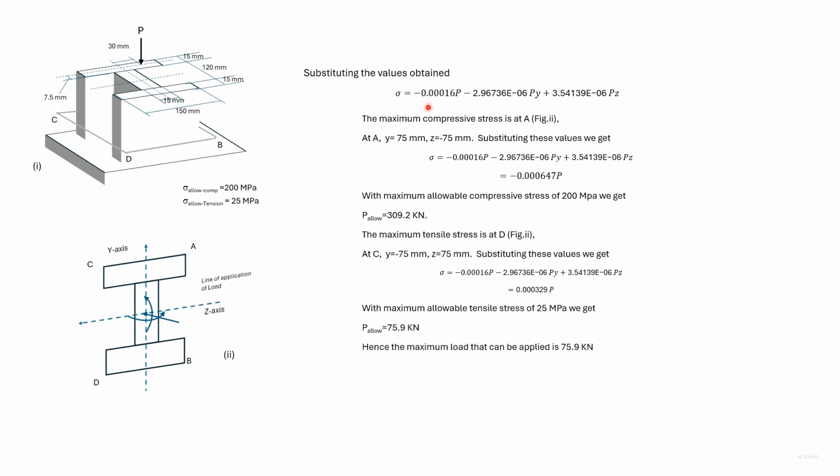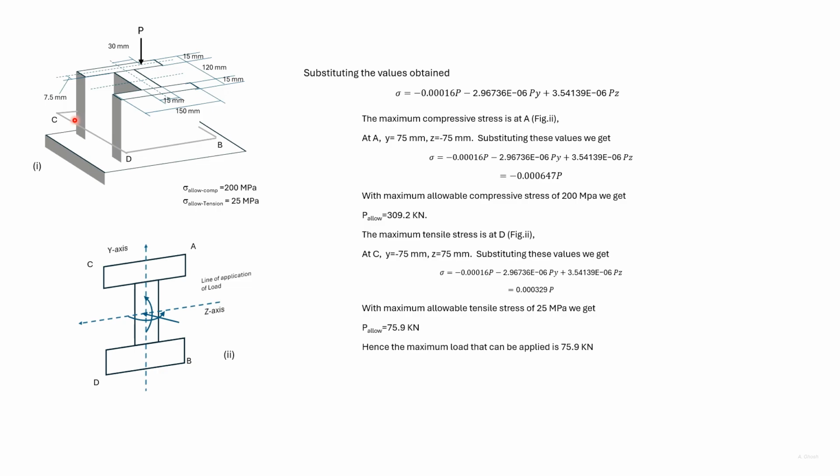Here we have the expression of sigma that we obtained in the earlier slide. Sigma was given in terms of P and the ordinates Y and Z. We have earlier been given the maximum allowable stress in compression and tension. So using the maximum allowable stress in compression, we'll find out a value of P. And using the maximum allowable stress in tension, we'll find out another value of P. Out of these two values of P, whichever is lower gives us the required value.